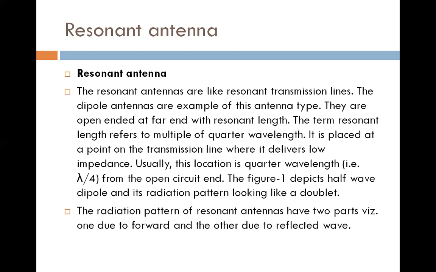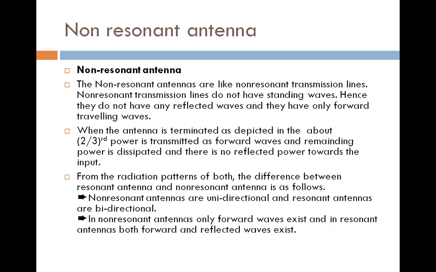The half-wave dipole and its radiation pattern look like a doublet or figure of 8. The radiation pattern of a resonant antenna has two parts, one due to the forward wave and the other due to the reflected wave. So in a resonant antenna, two waves are present, a forward wave and a reflected wave. If we see the summary of the resonant antenna, its radiation pattern is bidirectional, termination is not required, a standing wave exists on the resonant antenna, forward wave and reflected wave are present, and the Yagi-Uda antenna is an example of a resonant antenna.